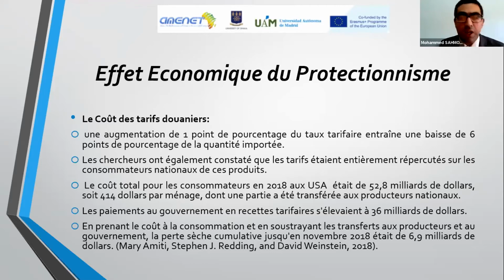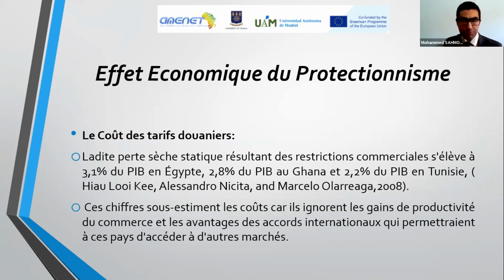et plusieurs autres dépenses qui ne sont pas productives, parce que finalement la consommation diminue avec la protection. Voilà, donc cette perte sèche s'élève, à titre d'exemple, à 3,1% du PIB en Égypte, à 2,8% du PIB au Maroc, à 2,2% du PIB en Tunisie. Donc, pour des pays en développement, c'est assez considérable. Cette perte sèche pour des pays comme les États-Unis n'est pas très remarquable, mais pour des pays comme le Maroc, l'Égypte, etc., c'est assez lourd.